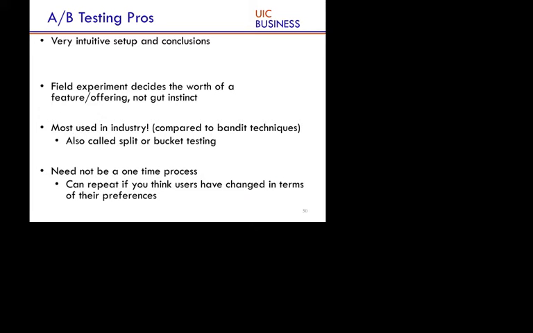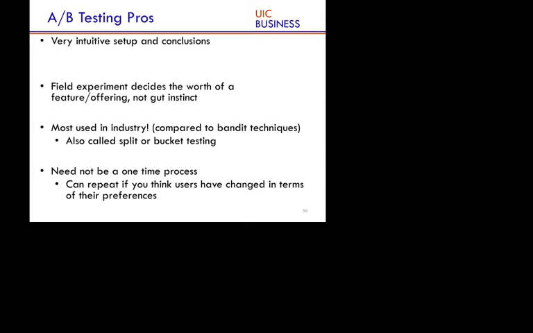Okay, so A/B testing, what are the pros of A/B testing? It's very intuitive to set up. It's just splitting your users randomly and making them experience version A or version B, and making some conclusion after some hypothesis testing. So a field experiment decides the worth of a feature offering. You're not going by gut instincts, which is a data-driven way of deciding things.